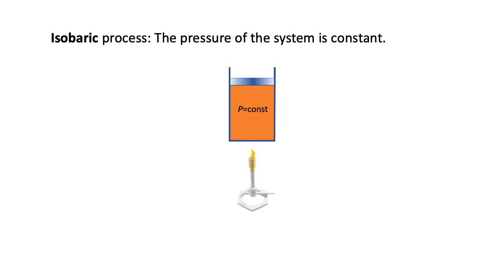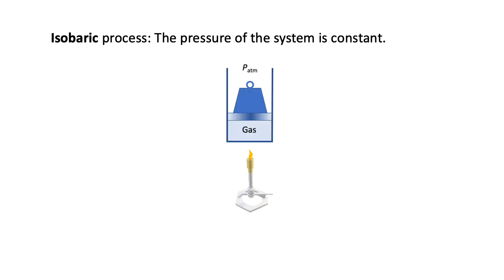Now, if we want to do this expansion at a higher pressure, we can keep a weight on the piston. So the pressure of the gas now has to support both the atmospheric pressure outside as well as the weight of the piston. And so therefore we can select any pressure that we want by selecting the weight that we put on top of the piston.